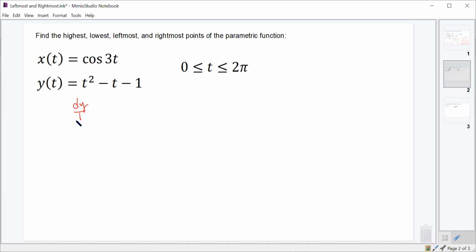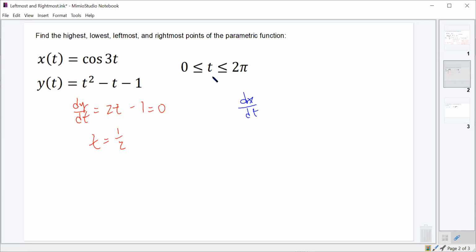So what's dy dt? That's right, it's 2t minus 1. And when does that equal 0? At t equals 1/2. Is that on our interval from 0 to 2 pi? Indeed. Wonderful.